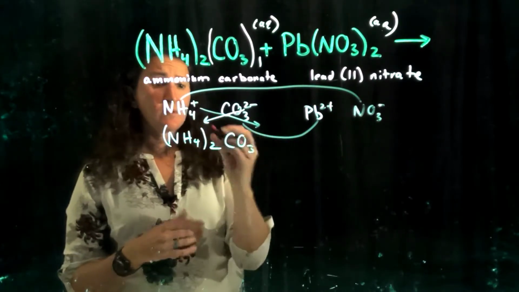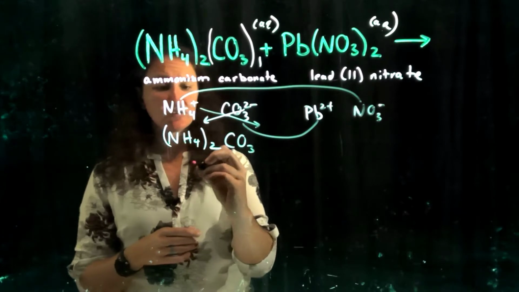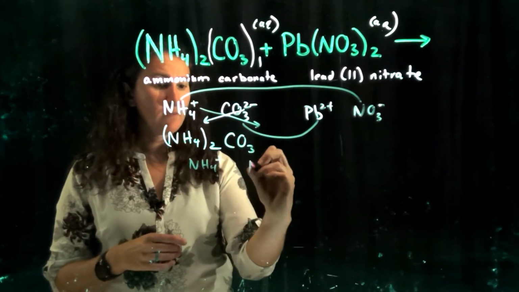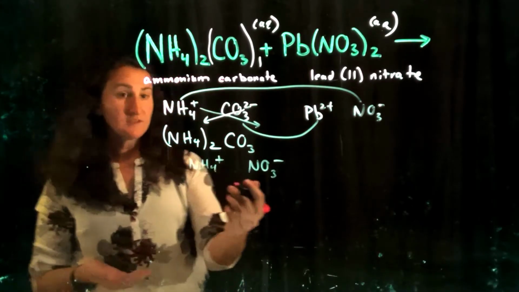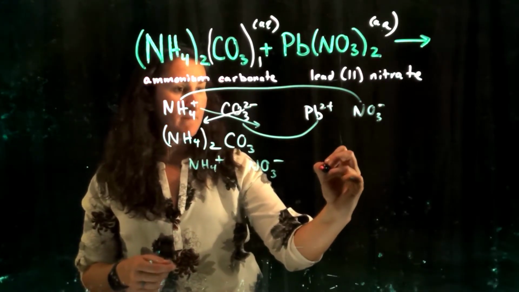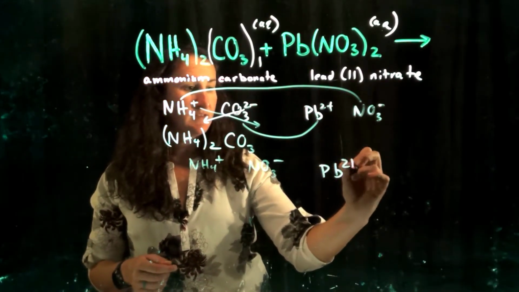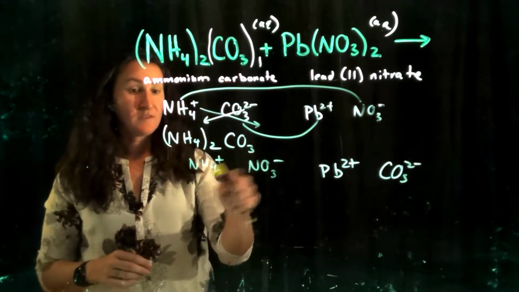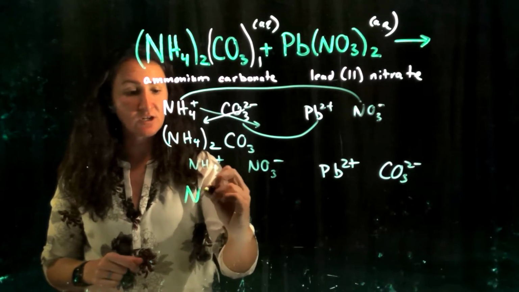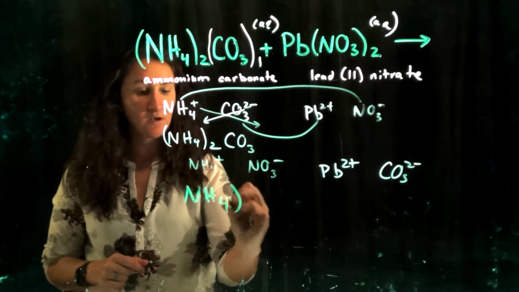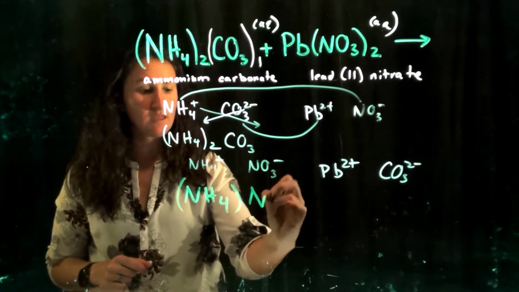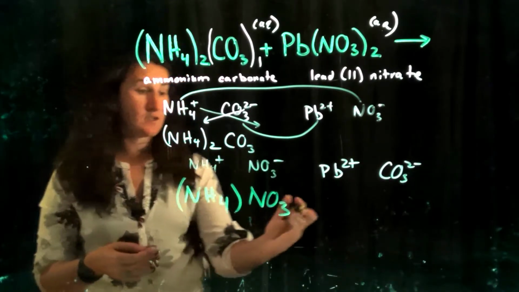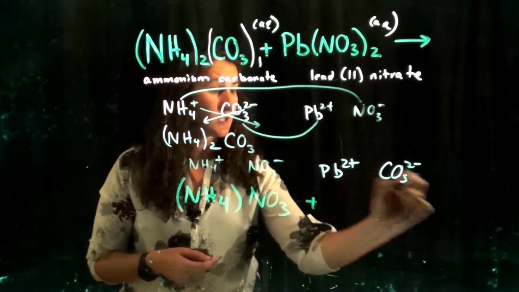So we need to do what we talked about a second ago, which is crossing those charges. So we have NH4 reacting with my nitrate. These two are going to react, and then also my lead 2+ is going to react with my carbonate. So when these two react together, I'm going to cross those charges and form NH4. I'm going to put my parentheses around there just for me, NO3, and then my charges are not written in the final product.